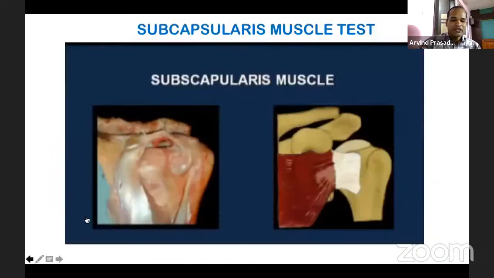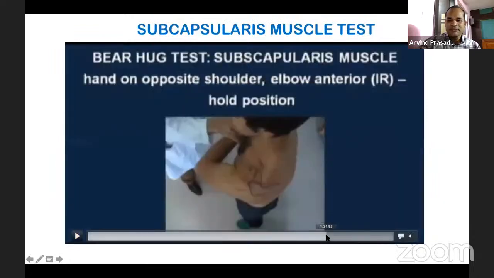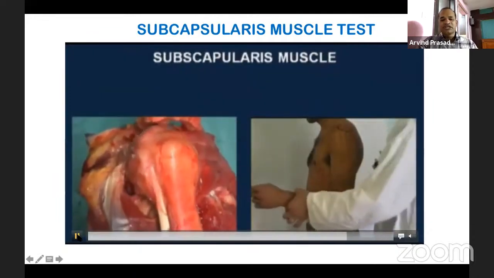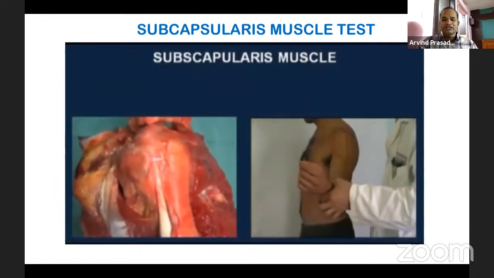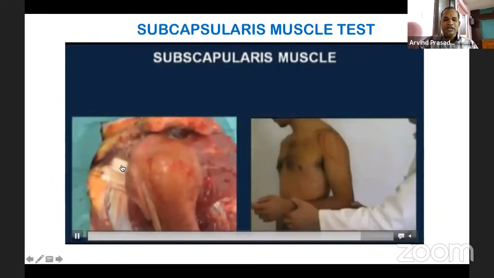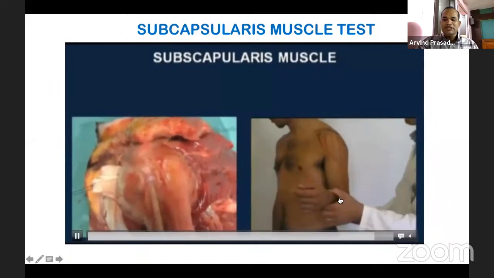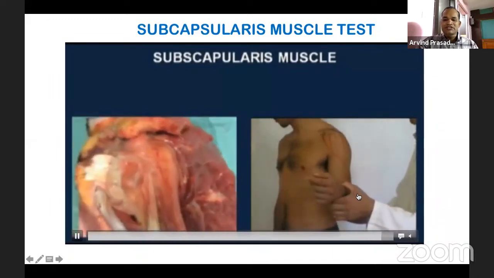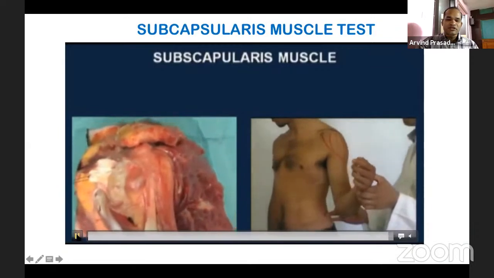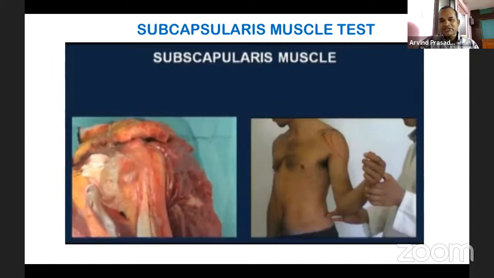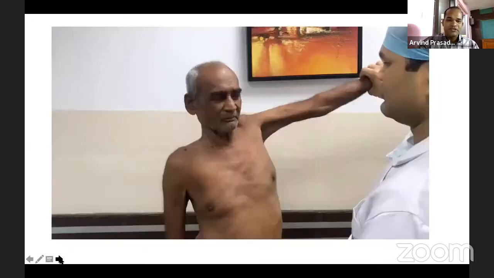Also, when there is a tear of the subscap, there will be increased external rotation of the shoulder joint. You can see there is a normal external rotation up to a point, and once the subscap is torn from the lesser tuberosity, there will be increased external rotation. Now you can see there is excessive external rotation of the shoulder joint. So excessive external rotation of the shoulder joint is one of the signs of a subscap tear. So these four tests are very important for the subscapularis.